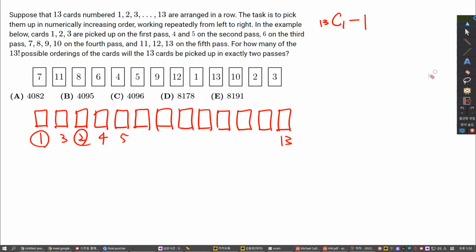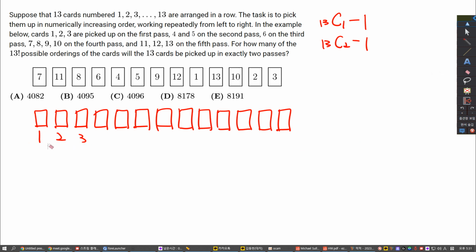But in this case, one arrangement is not possible. If 1 and 2 start from their original positions, and the other cards are in order, then just one pass will pick up all 13 cards. So there is still one case we don't want. So for the case when 1 and 2 are in order, the count is 13C2, picking two positions for 1 and 2. But we should subtract 1 for this first arrangement.